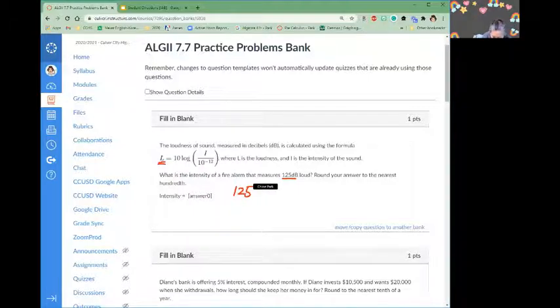Then we can put 125 there. That's supposed to be equal to 10 and the common log. The intensity of sound is what we are finding, so we keep the variable I there, and down here it's 10 to the power of negative 12. And that's it. So now we have to solve this equation for I.